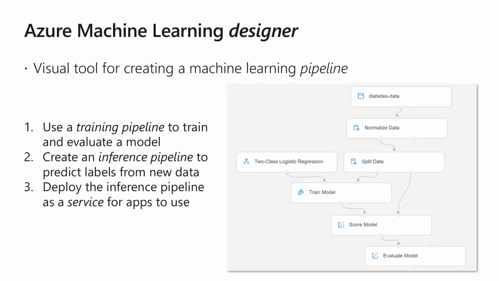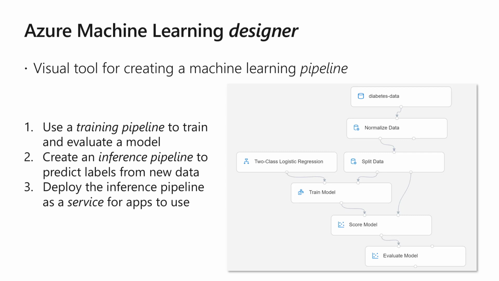Now, if automated machine learning doesn't give us the results we need, we can take a little bit more control over building the model by using a visual drag and drop interface called Designer. On the left-hand side, you can see the overall process that we use. We start by creating something called a training pipeline, and that will train and evaluate the model. Then from that, we create an inference pipeline, which represents how that model will be used when we have new data. And then we deploy that inference pipeline as a service so that our applications can consume it.